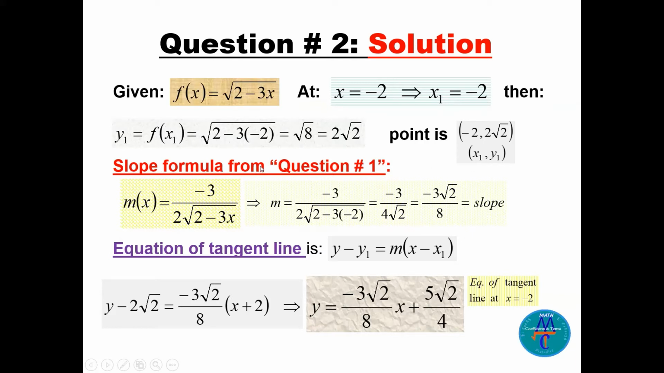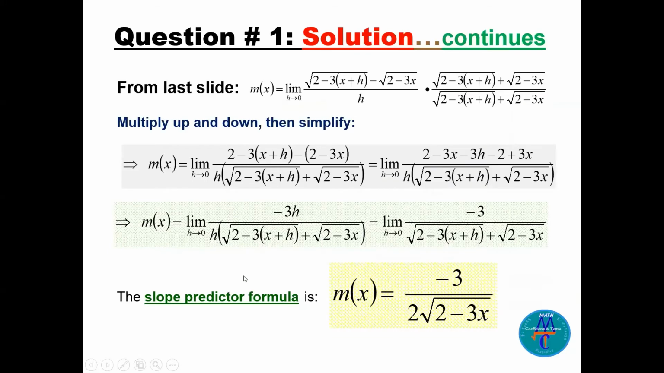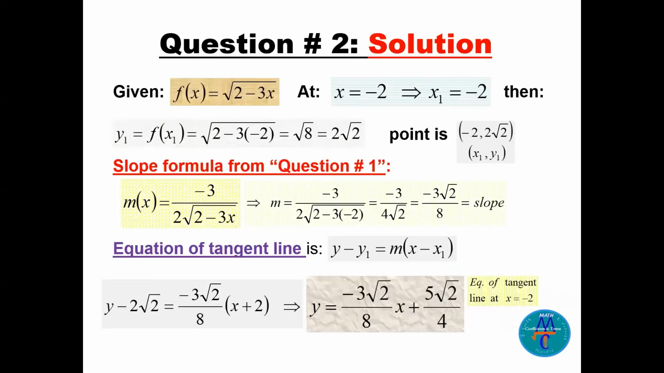Now the slope formula we have seen from question number 1. It was m of x equals minus 3 divided by 2 square root of 2 minus 3x. I will show it to you quickly. This is the formula here, from the question number 1 solution. So from there we can find m, the slope, if we replace x by x1. That will be minus 3 divided by 4 square root of 2. Rationalize, multiply up and down by square root of 2: minus 3 square root of 2 divided by 8.